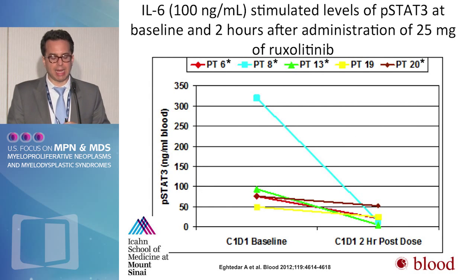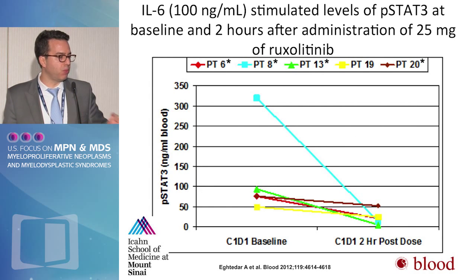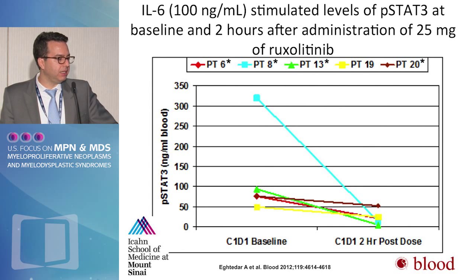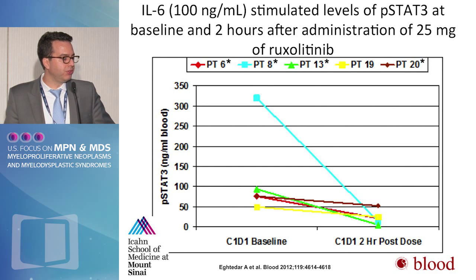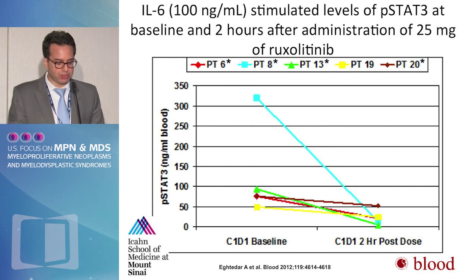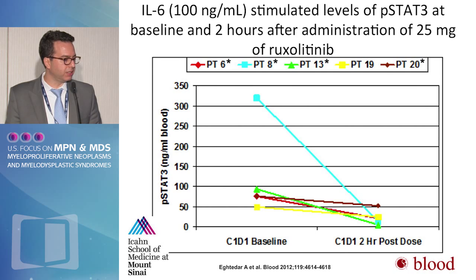They also looked at the mechanism of action. And one of the things that they showed here was that in a number of patients that they have graphed here, there were increased levels of phosphorylated STAT3, and this was shown to be reduced after treatment with ruxolitinib. Again, 25 milligrams twice daily.